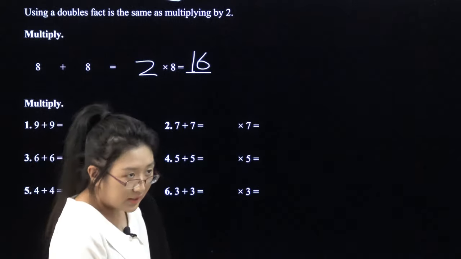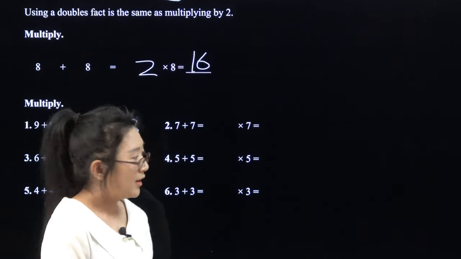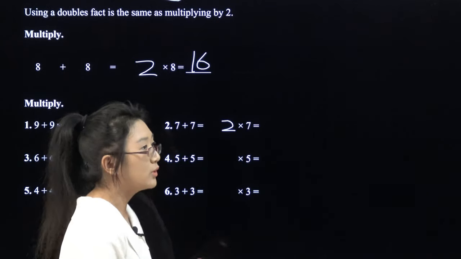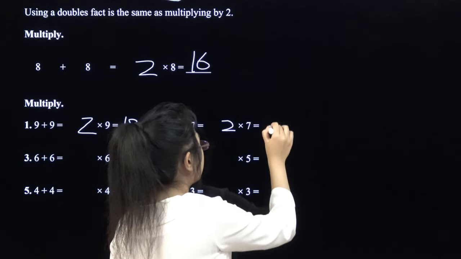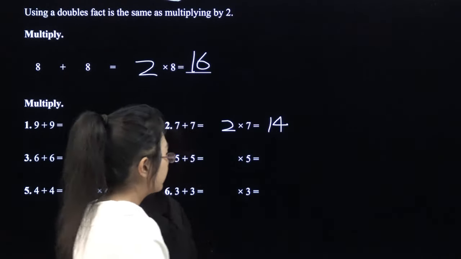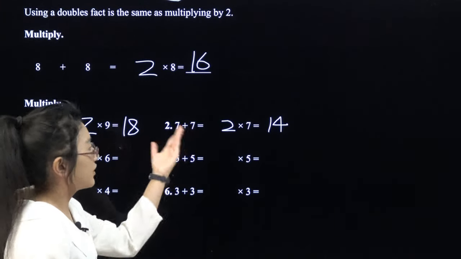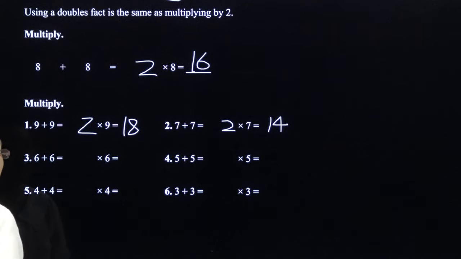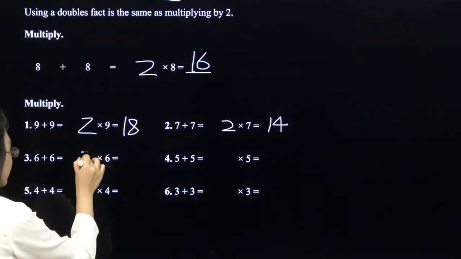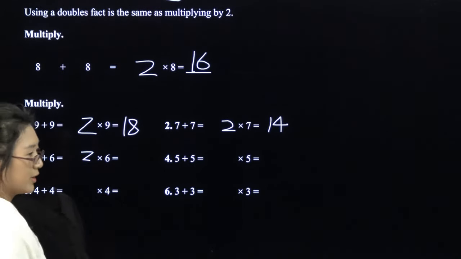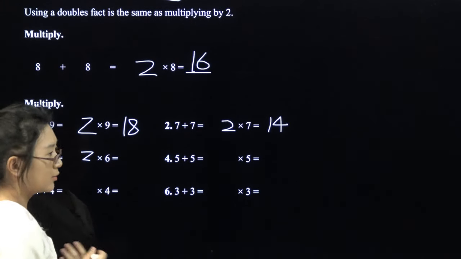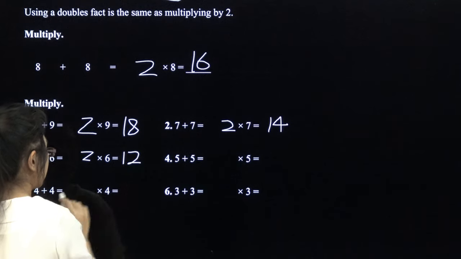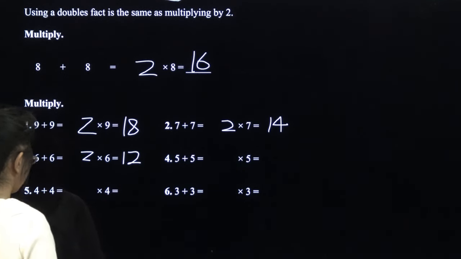7 plus 7 is 14, but 7 plus 7 is also two groups of 7, so that's 2 times 7, which is also 14. Because they mean the same thing. 6 plus 6 is two groups of 6, so that's 2 times 6. They're equal, and that is equal to, well, 6 plus 6 is 12. So 2 times 6 is 12.